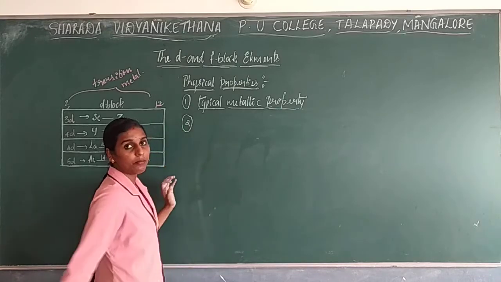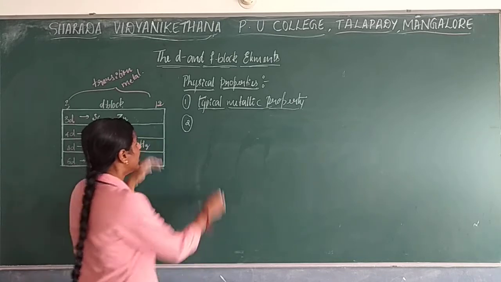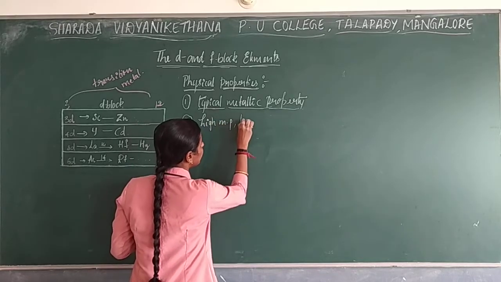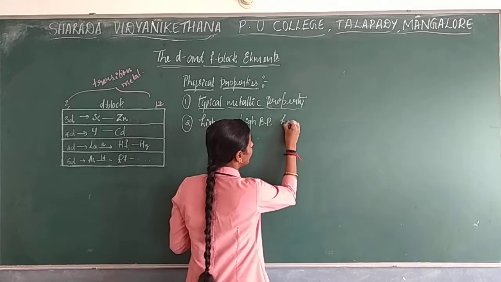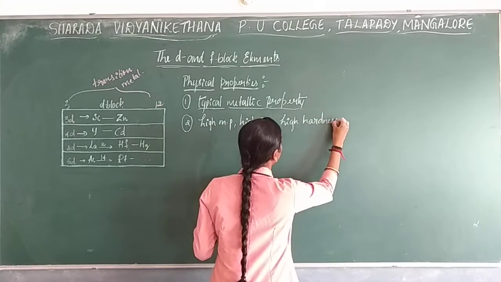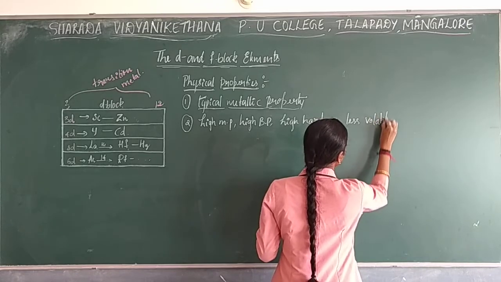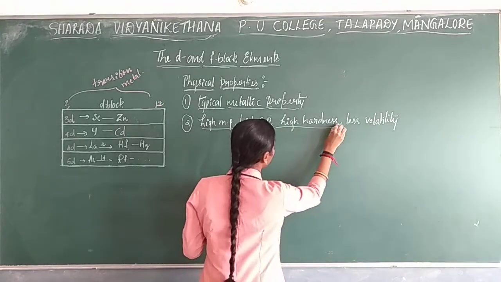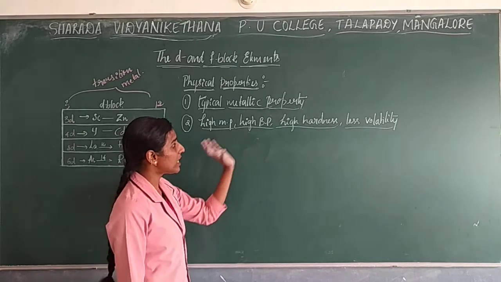Transition metals, I am talking about transition metals, show high melting point, high boiling point, and high hardness. They are more hard in nature, as well as showing less volatility. The reason is the same for all of them, so I have written them together: high melting point, high boiling point, high hardness, and less volatility.